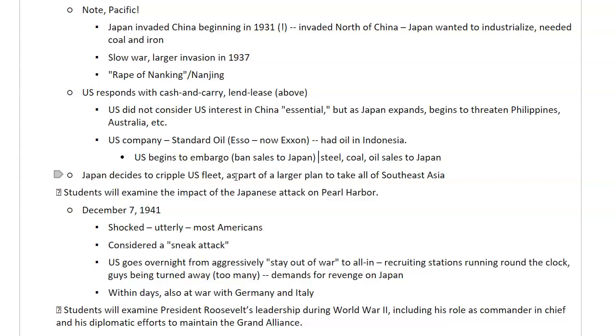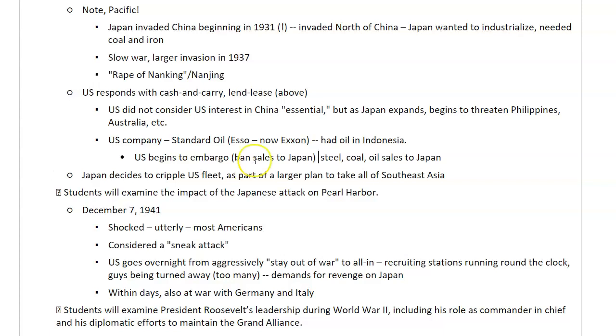If they can destroy the U.S. Navy in the Pacific, they can make it so hard for us, it takes so long to rebuild, that they can, in the meantime, take all those islands, and by that time, then, it's done, and the U.S. can't really do anything about it.